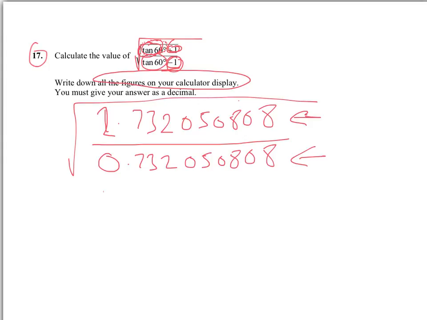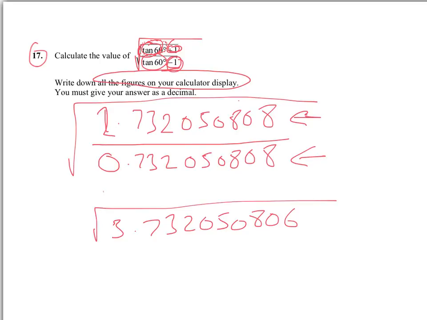So that is 2.732050808 divided by 0.732050808. The number I've got out is 3.732050806, and then we need to take the square root of that number.